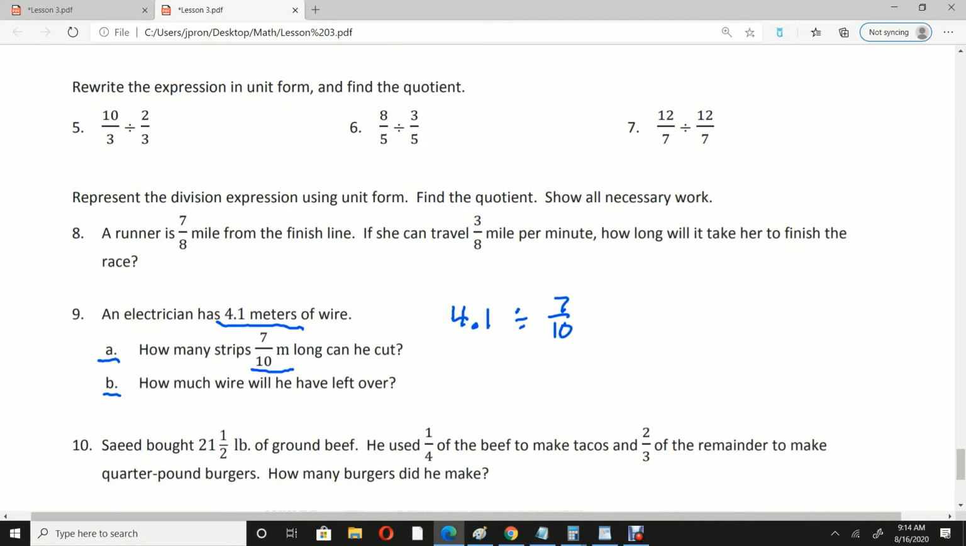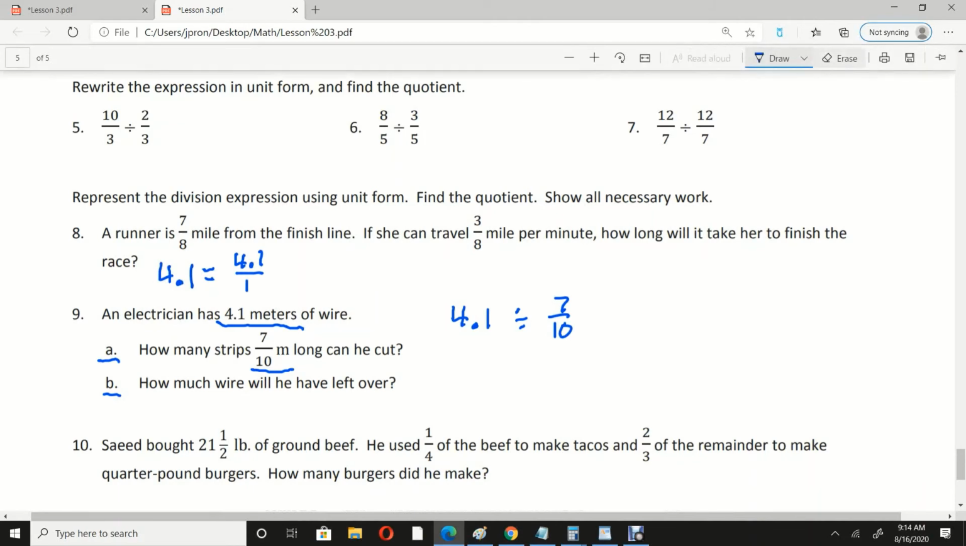So we want to turn 4.1 into a fraction. Well, how can we do that? Well, 4.1 is equal to 4.1 over 1, right? Yeah? Okay, so we can change 4.1 into 4.1 over 1. But we need these to have common denominators, so what we're going to do is multiply 4.1 over 1 by 1 with a denominator of 10, right? 10 over 10 is just 1, yes? Everybody with me on that?